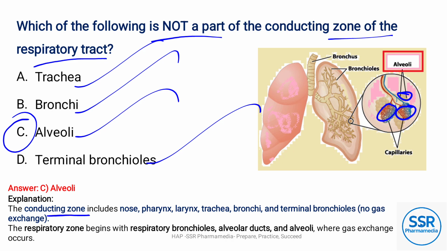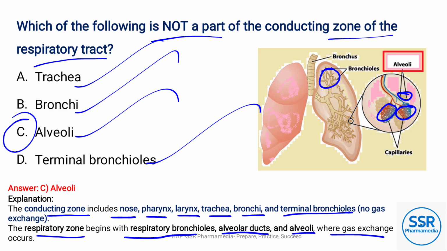So the conducting zone includes the nose, pharynx, larynx, trachea, bronchi, and terminal bronchioles. No gas exchange happens here. The respiratory zone begins with respiratory bronchioles, alveolar ducts and alveoli, where gas exchange occurs. So this is the bronchioles, and this end of it is the alveoli.